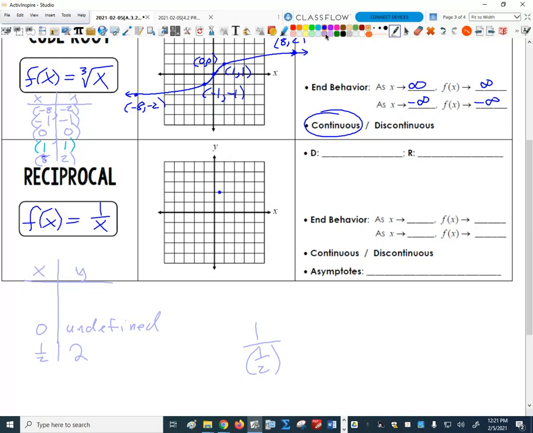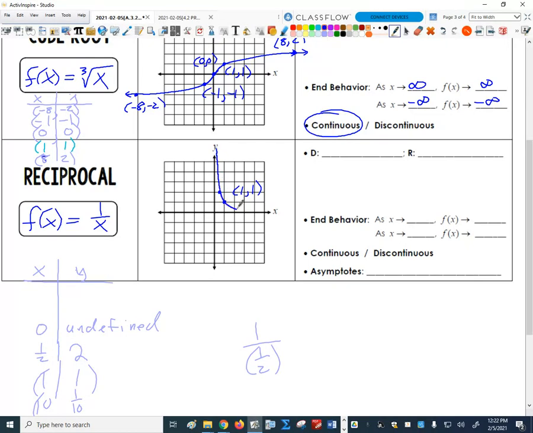What if I plug in the point 1? Well, 1 over 1 is just 1, right? So it goes through the point 1, 1. I'll write that one down. And what if I put in a value like 10? Well, 1 over 10 is 1/10. So you can kind of see what's happening here, can't you? This thing is doing something like this.